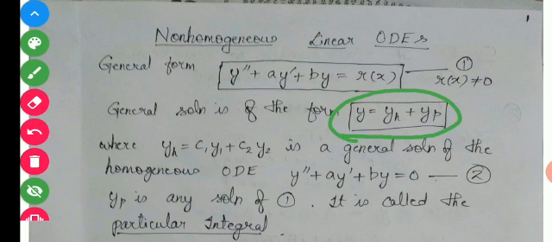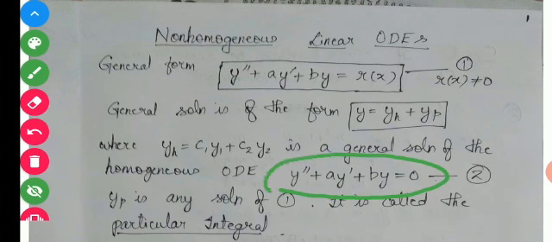Now, first we will look at how to find yh. To find yh, you have to look at the corresponding homogeneous equation. That is, consider the equation with the right hand side equal to 0. You have already studied how to solve such equations. You solve those equations, and suppose c1y1 plus c2y2 is the solution of this given differential equation 2. Then yh is c1y1 plus c2y2.